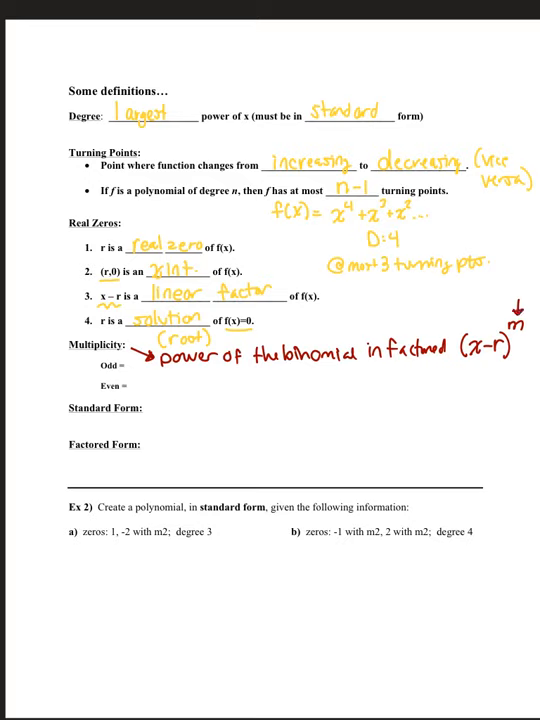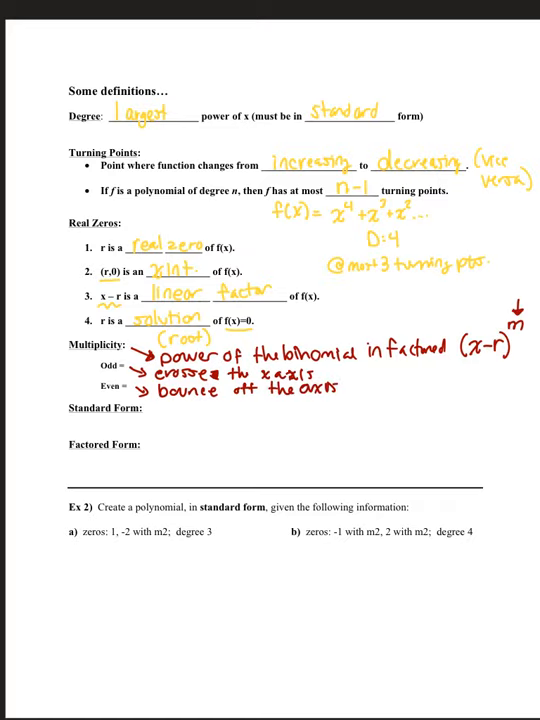So we look at the multiplicity two ways. If that m value is odd, so if we have an odd exponent, that means that the graph is going to cross the x-axis at that point of intersection. If the multiplicity is even, that's when the graph is going to bounce off the x-axis, as we saw in the previous example.